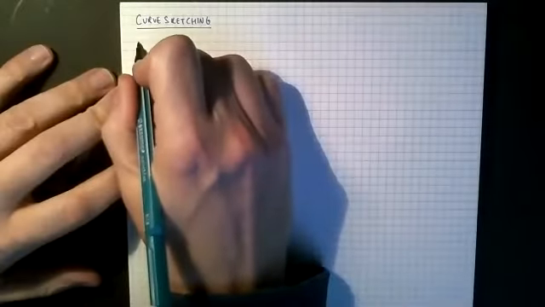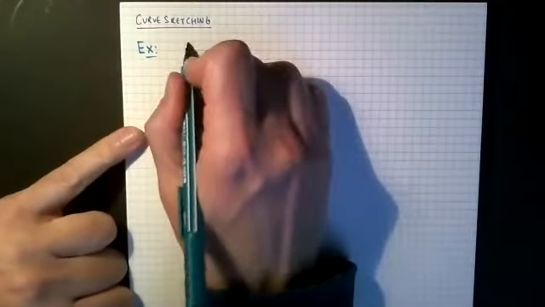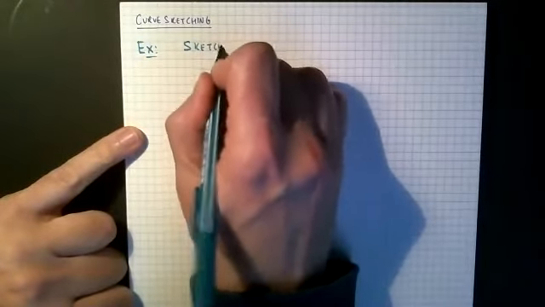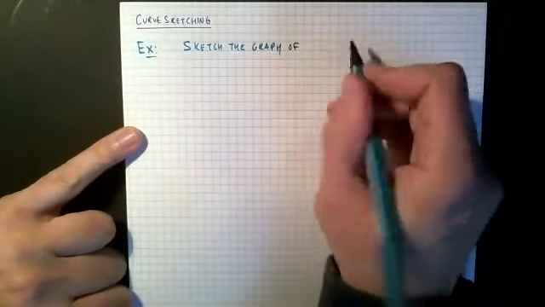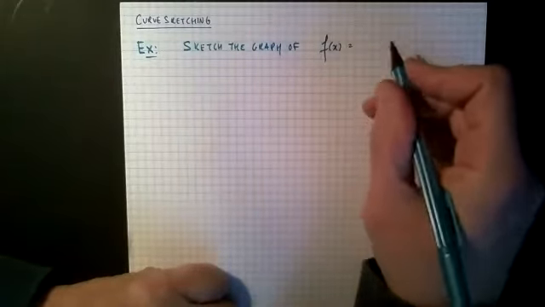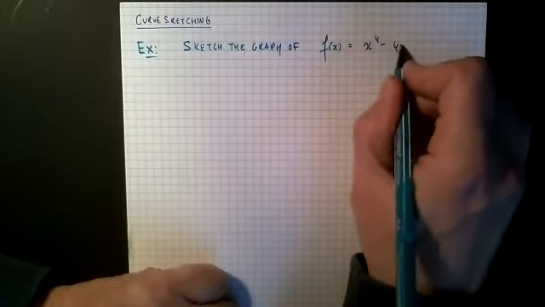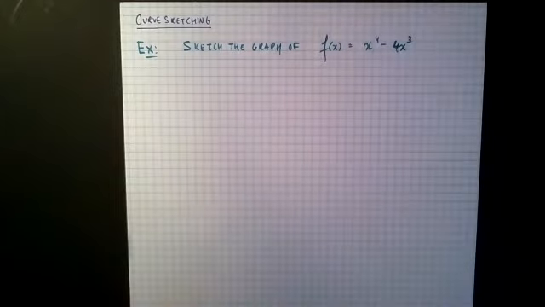Okay, so the best way is to do an example from beginning to end. We'll do a few today, and through the examples I'm going to define all the important points. So the question is: sketch the graph of f of x equals x to the fourth minus 4x cubed. We're going to start with an easy one.